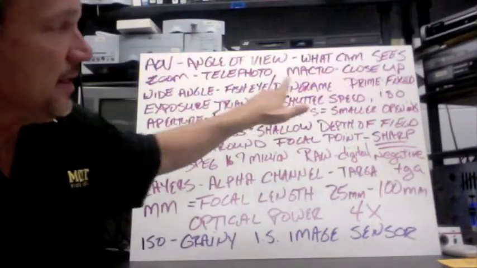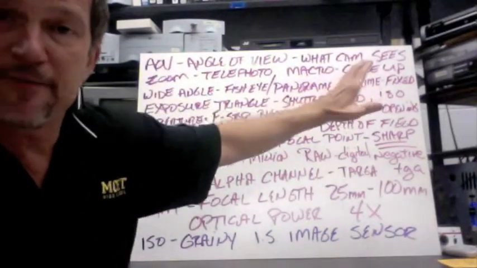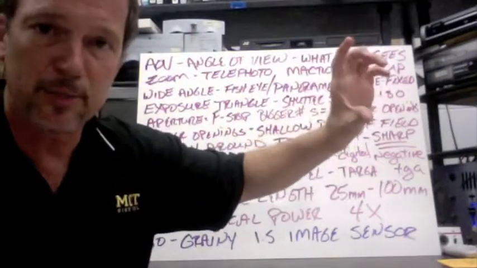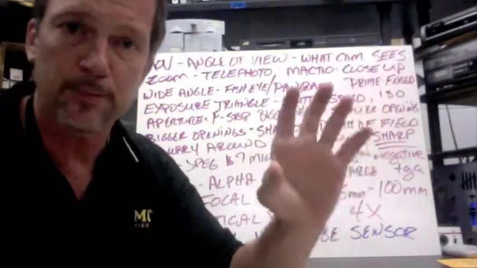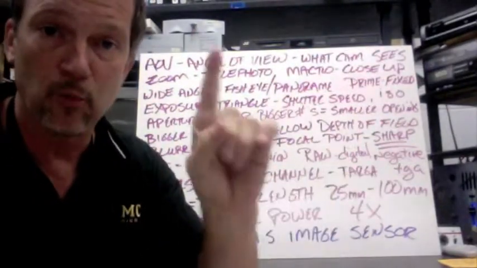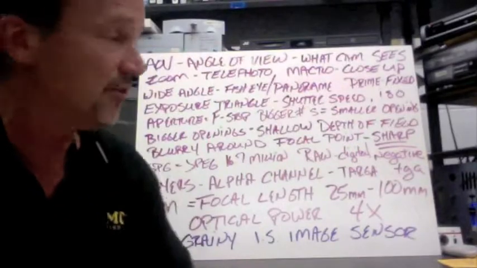The prime lens is a lens that has a fixed focal length. It doesn't zoom in or zoom out. Real popular with professional photographers. They usually have one prime lens that is their favorite.